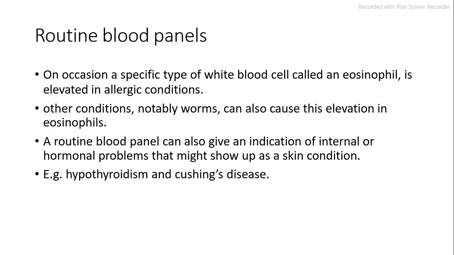Routine blood panels. On occasion, a specific type of white blood cell called an eosinophil is elevated in allergic conditions. Other conditions, notably worms, can also cause this elevation in eosinophils. A routine blood panel can also give an indication of internal or hormonal problems that might show up as a skin condition, e.g. hypothyroidism and Cushing's disease.